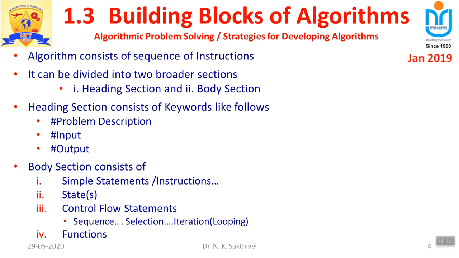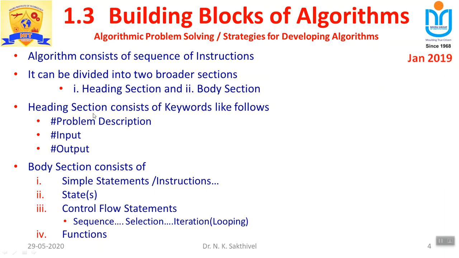Here, in the building blocks of algorithms, there are two broader sections. One is called the heading section and the other is called the body section. The heading section is where we highlight the purpose of the algorithm we are developing, what the objectives are, what type of input we will give, and what type of output we are expecting. Some information can be given under what is called the comment symbol. That comes under the heading section.